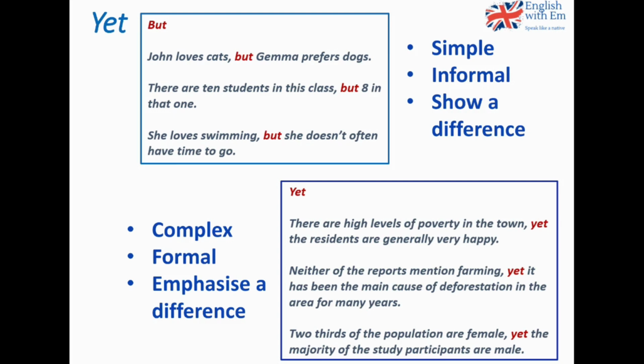Okay, so this basically is the difference between but and yet. But is used for simple, informal communication when we're talking about differences, and yet is used in more complex writing, formal in tone, and here we're emphasizing the difference.